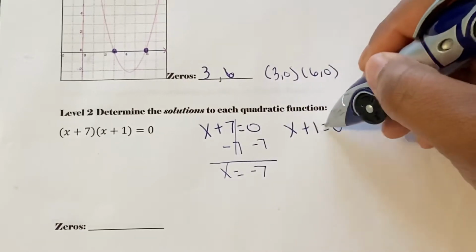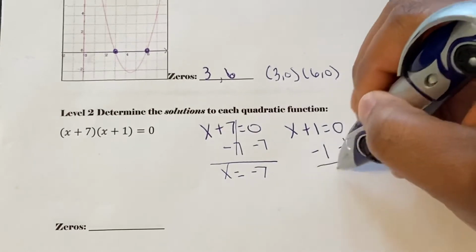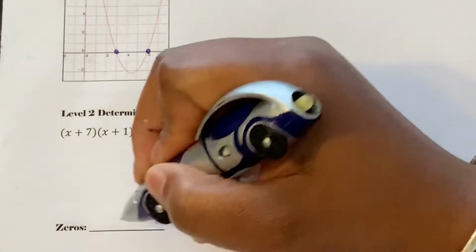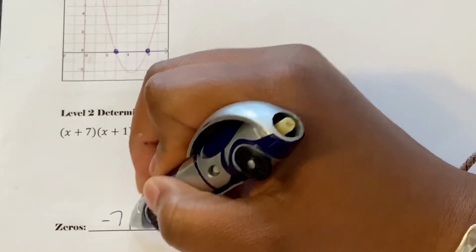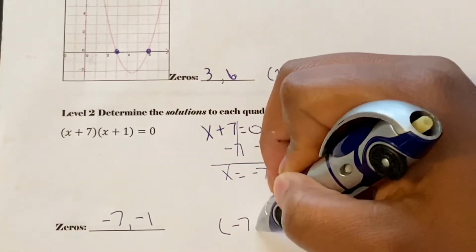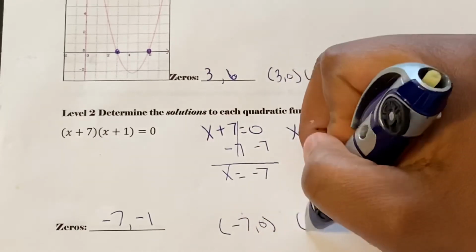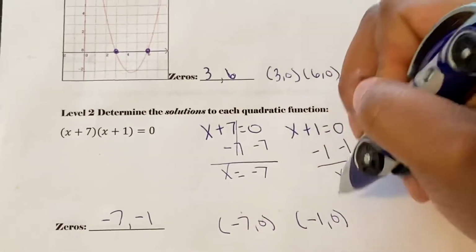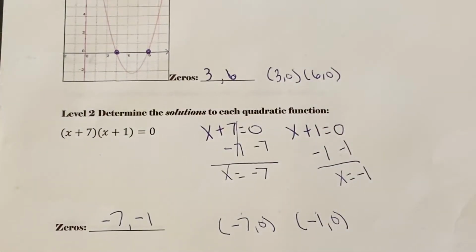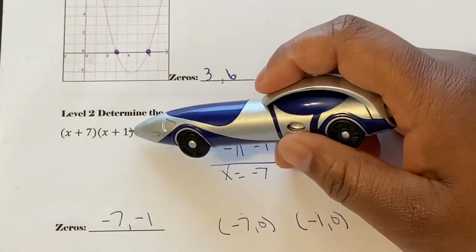And then we have x plus 1 equals 0 here. Subtract 1 on both sides. That's going to give us x equals negative 1. So our zeros here are negative 7 and negative 1. Also can be written as (-7, 0), because x is negative 7 and y is 0. And then (-1, 0), because x is negative 1 and y is 0. So that's when you're given the intercept form or the factored form.